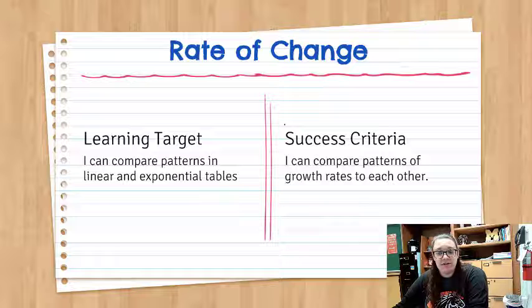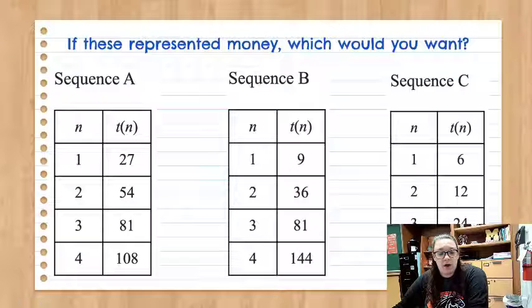Let's jump in. We have a situation where we are looking at money, and which one of these sequences would we want? So for example, say n was days or months or years, some measure of time, and t of n is how much money you have over that time. Which of these sequences would we want? Let's look at it first before we do anything else.